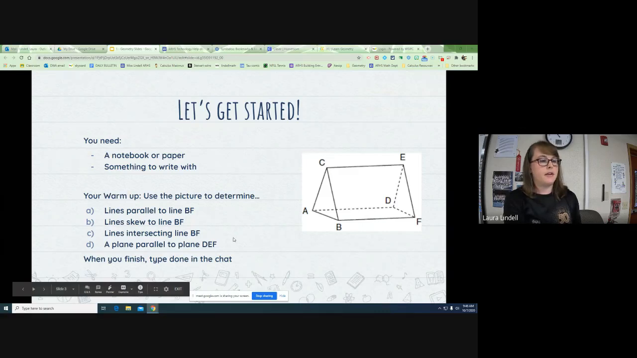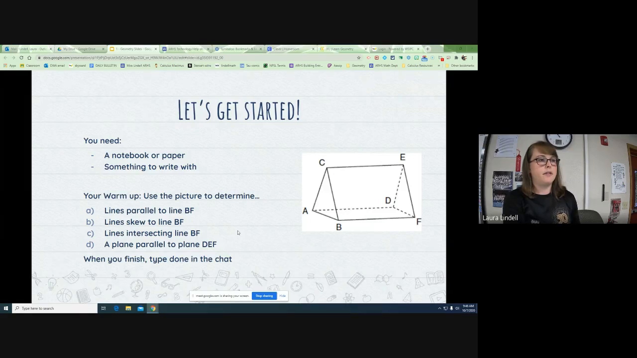How about lines that are skew to BF? There should be two. What do we think? All right, Sunita's got one of them. DE is correct. What's the other one? There we go, Lauren, CA. Yes, DE and CA, those lines are skew to BF because they're not going in that same direction as BF. They don't have the same slope, but it's also neither of those lines ever touch line BF.